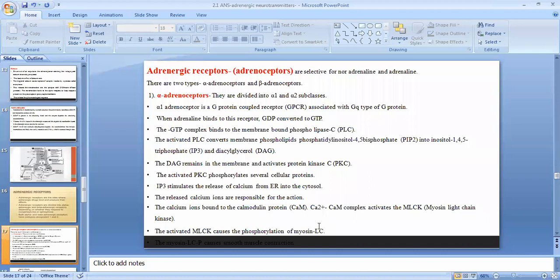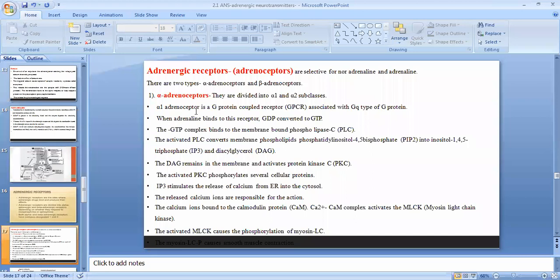Now we are going to see these receptors in detail. Adrenergic receptors, they can call them adrenoreceptors. They are selective for noradrenaline and adrenaline. There are two types of adrenergic receptors: alpha and beta, and the alpha receptors are divided into alpha 1 and alpha 2.